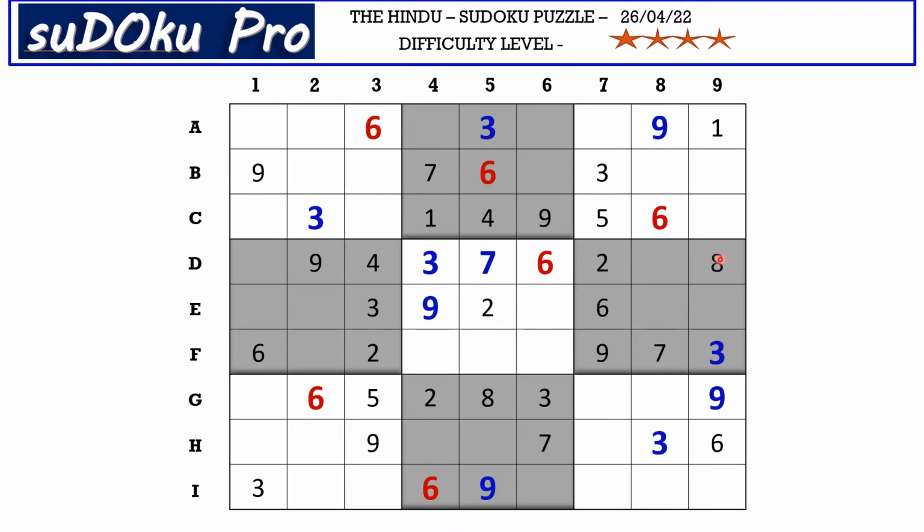There is an 8 here in column 9 which blocks these two cells. So 8 has to be in one of these two cells.